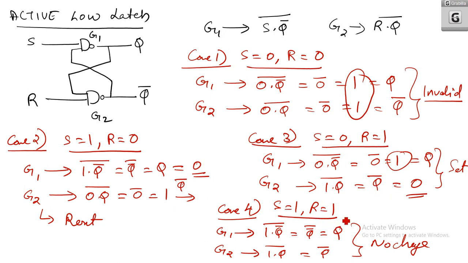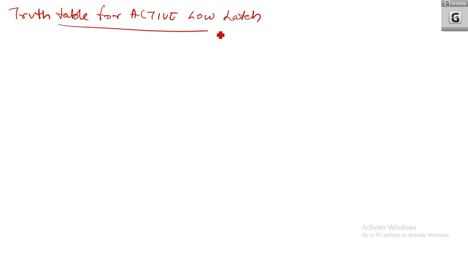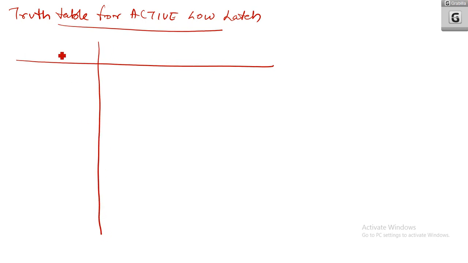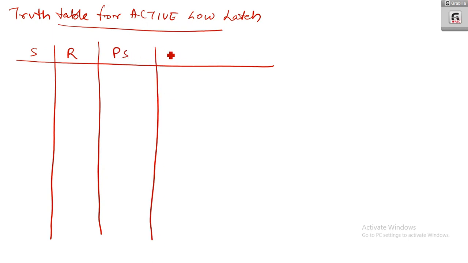Now, in the last case, when S is equal to 1 and R is equal to 1, there is no change. Now, if I draw a truth table for the active low latch, here I have set, reset, present state, next state, and the status.